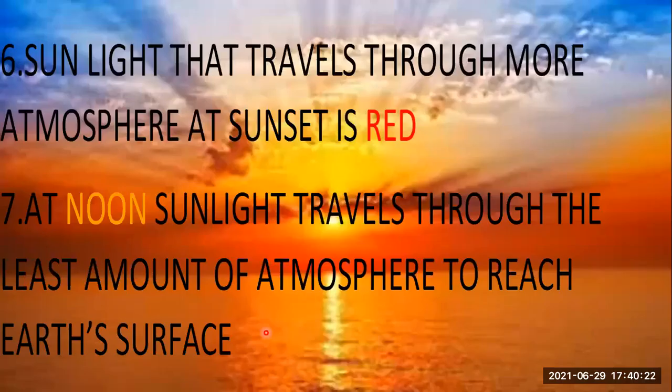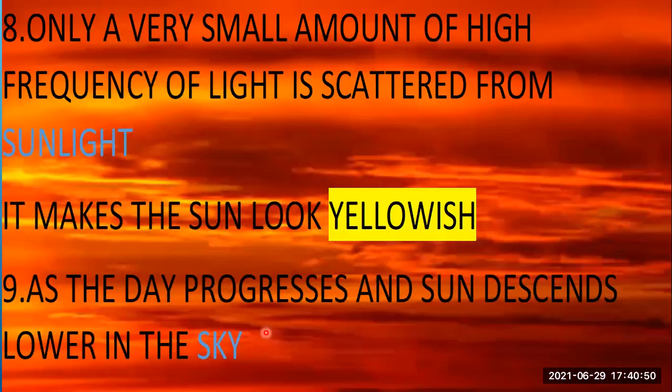Now, sunlight that travels through more atmosphere is red, because we have discussed this in the last slide. At noon, sunlight travels through the least amount of atmosphere to reach Earth's surface. So only a very small amount of high frequency light is scattered from the sunlight during noon time. It makes the sun look yellowish.